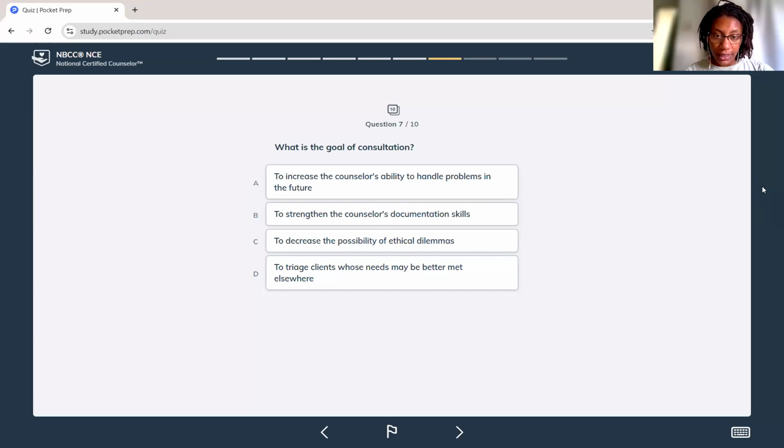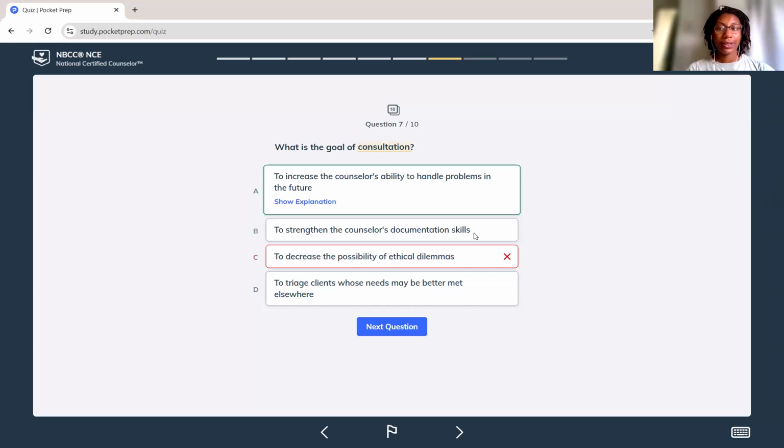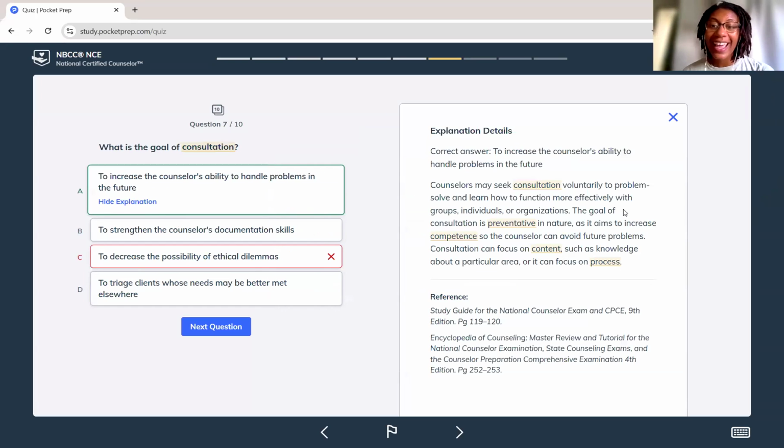The goal of consultation. Any answers you can eliminate? I'm going to take a guess. I'm going to go with C. Did you also think it was C? Did you think it was B? Did you think it was D? Because the right answer is A, okay?